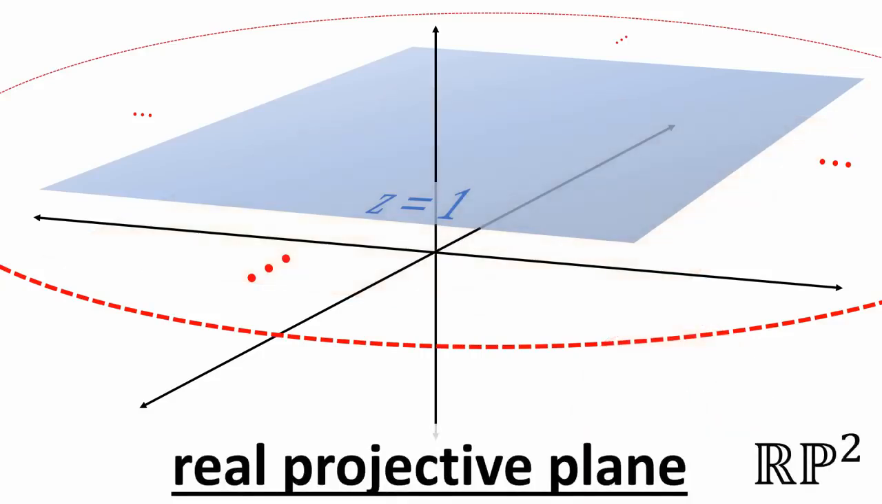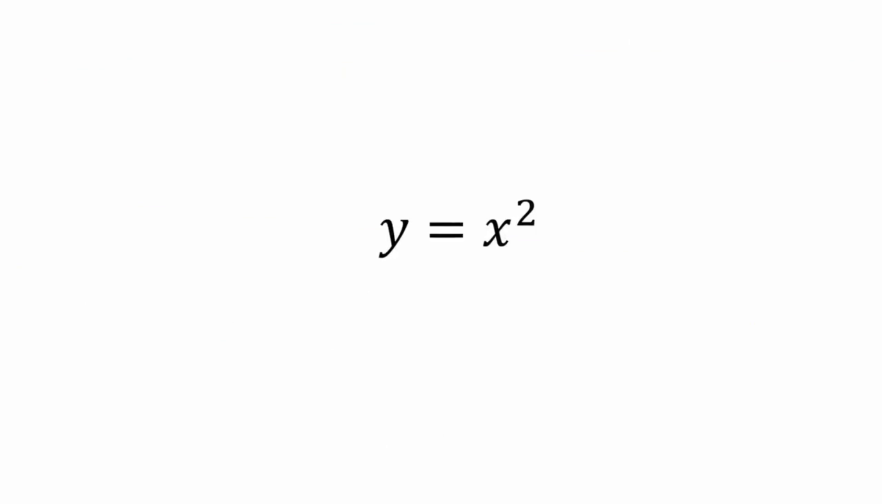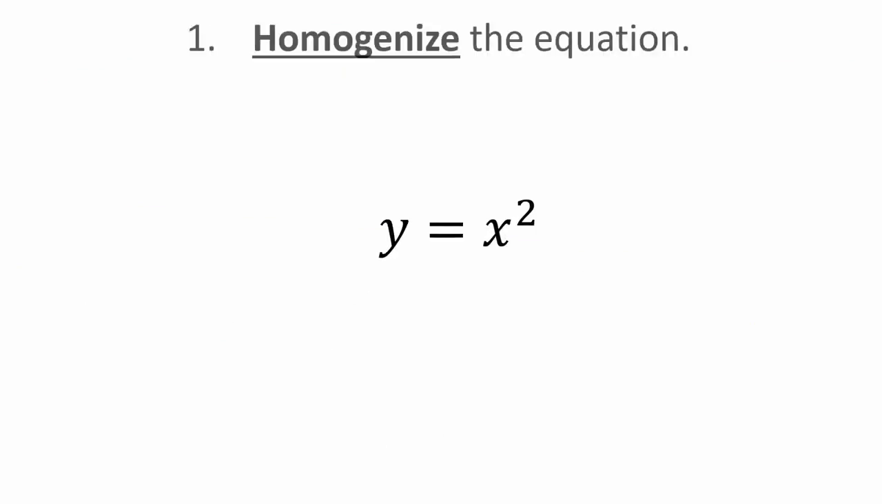Now that we have a numerical way to represent points at infinity, let's see where our parabola y equals x squared intersects the line at infinity. Our first step is to homogenize the polynomial equation by multiplying each term by just enough z's so that every term in the equation has the same degree. In this case, 2, so we end up with yz equals x squared. Notice that if we set z equal to 1, we recover the original equation of the parabola.